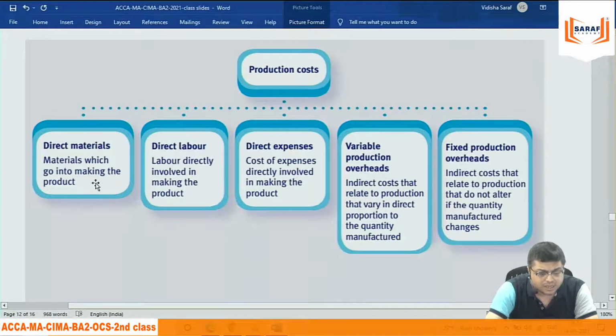First of all, production function: direct material, direct labor, direct expenses, variable production, fixed production. Fixed production means factory rent, factory electricity. Variable production means which is not direct material, direct labor, direct expenses. Can anybody give variable production overhead example?